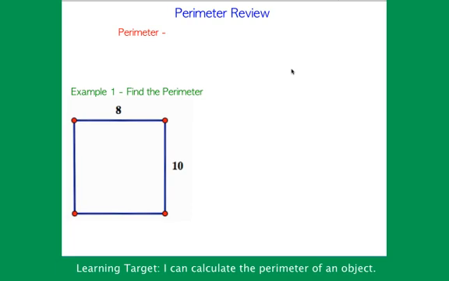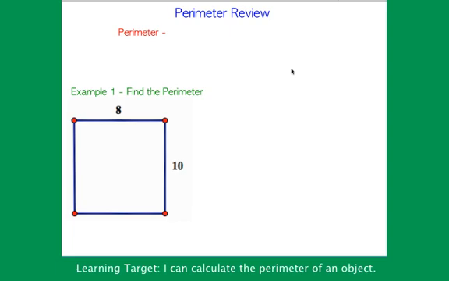So this will be just a brief review of some concepts you should have learned back in 5th and 6th grade. We're going to talk about perimeter. I'm going to briefly talk about area of rectangles because that's going to be something that you are going to explore a little bit deeper in the following activity.